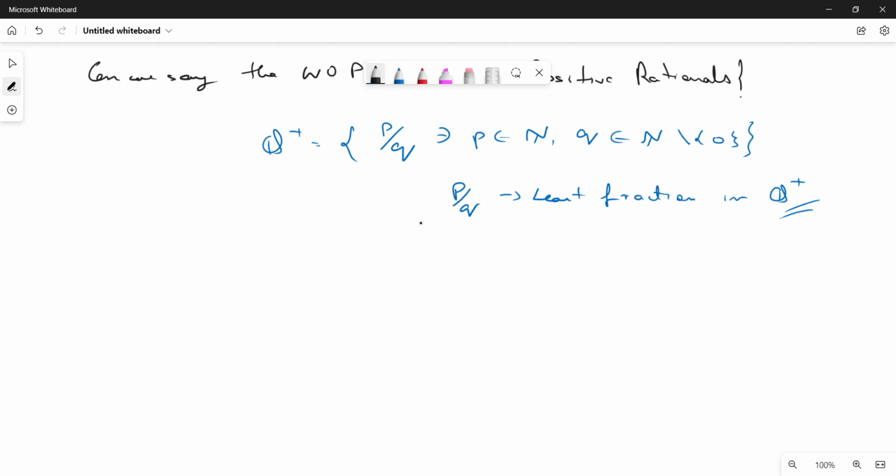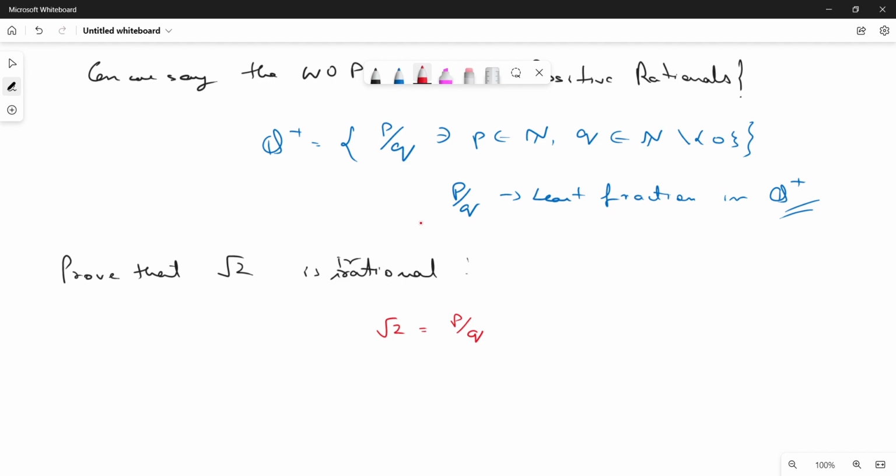Now, why is this well ordering principle important? I think you have already studied this particular question: prove that root 2 is irrational. And how did we used to do it? We used to take root 2 to be of the form P over Q. That is, we assumed root 2 to be rational, and P over Q is the least possible fraction of root 2.